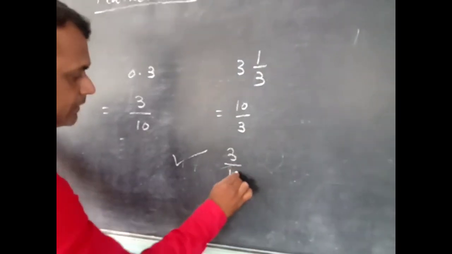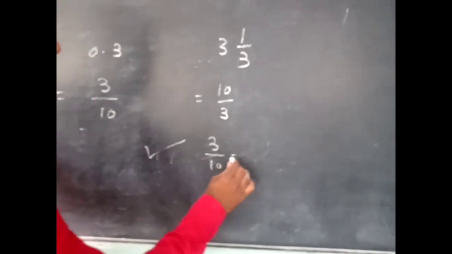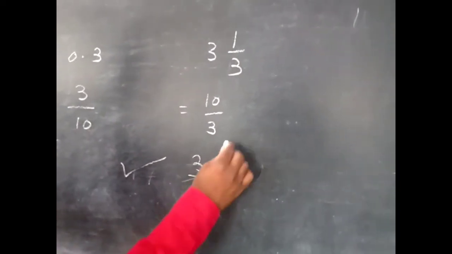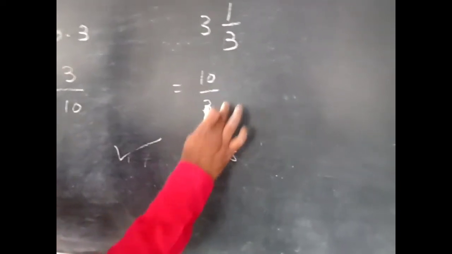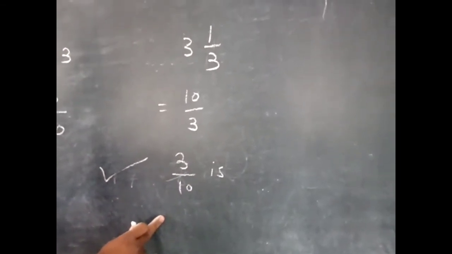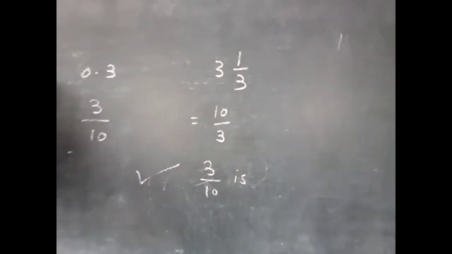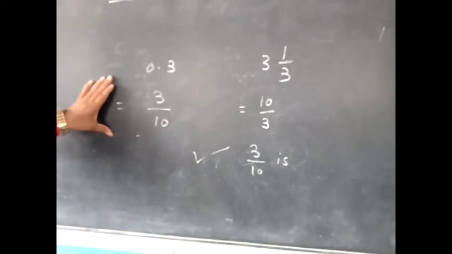3 upon 10 is a multiplicative inverse of 10 upon 3. Got it? All of you understood? Sure? Good. Now let's go for the next example.